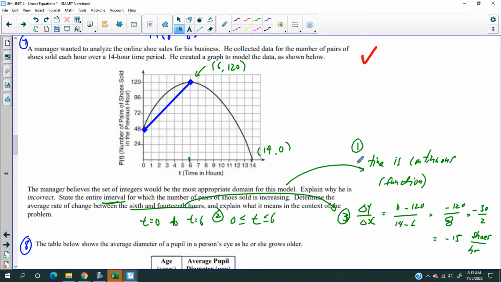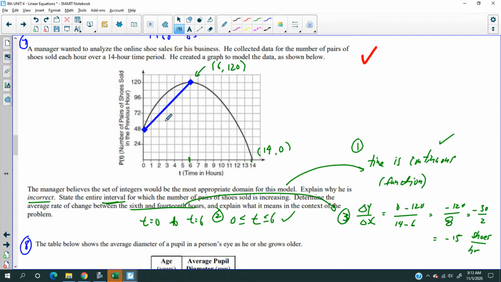Now let's see. What's the appropriate domain? He thinks integers should be. Why is integers not an appropriate domain for the model? Yeah, because time is continuous, right? Now, if you really want to score more brownie points, time is a continuous function. Okay, 2. State the entire interval for which the pairs of shoes is increasing. So what I did was I just connected this with a big blue line. So from t equal to 0 to t equal to 6, the function is increasing, as you can see right here. So that's my answer here.